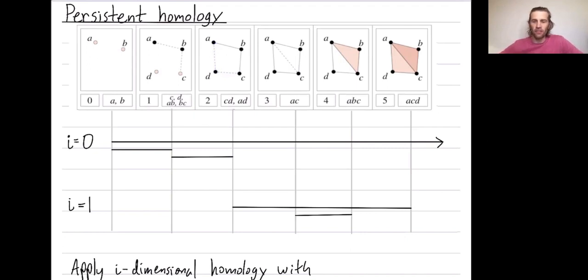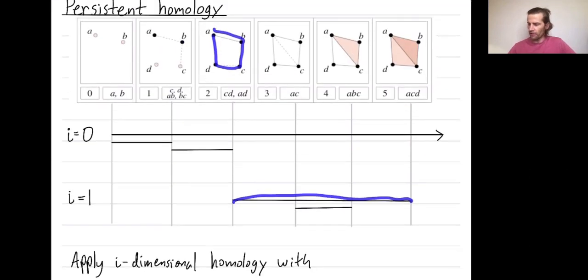Let's look at one-dimensional homology, drawn down below. There's no one-dimensional homology until we get this loop at time 2, corresponding to this bar, which lasts until that loop is finally filled in at the ending time. At time 3, a second loop appears, and the second loop dies at time 4. So the hole that appears at time 3 dies already by time 4.